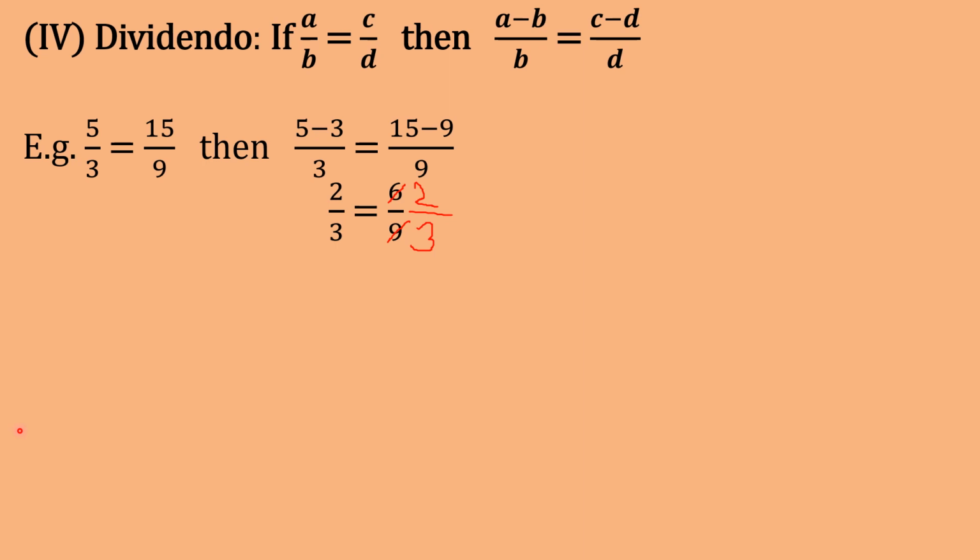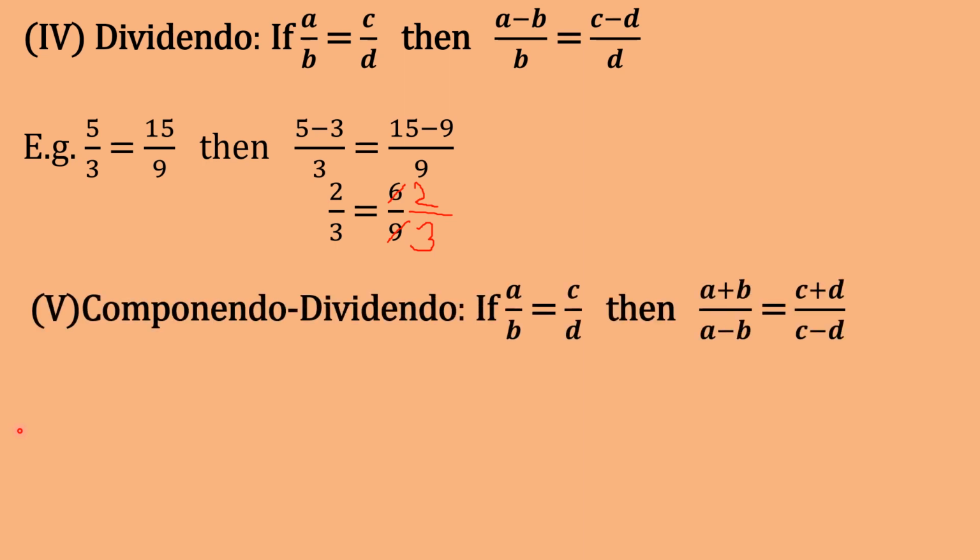Now the last property, students, componendo dividendo. A combination of componendo and dividendo. So the property is componendo dividendo. If A upon B equal to C upon D, then in componendo we used to do addition and in dividendo we used to do subtraction, so both are followed. A plus B upon A minus B equal to C plus D upon C minus D. This is the property of componendo dividendo.